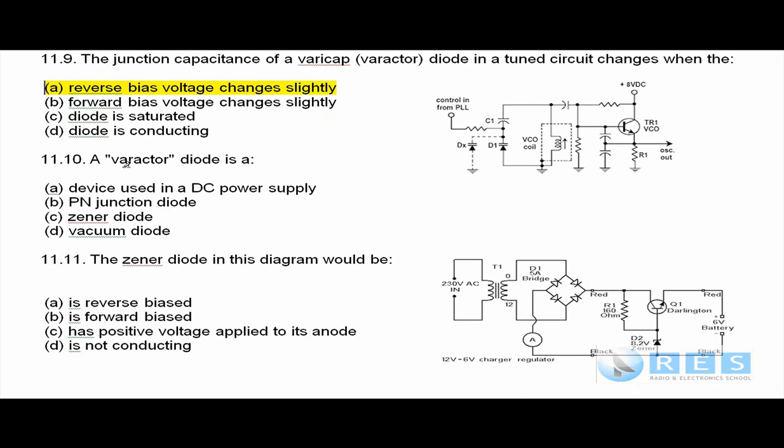Number 11.10 is just asking us what a varactor diode is. Well, it's a p-n junction diode. In fact, any diode can be used as a varactor diode if it's reverse biased. So it's just a p-n junction diode.